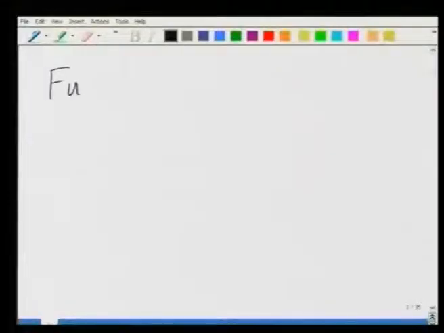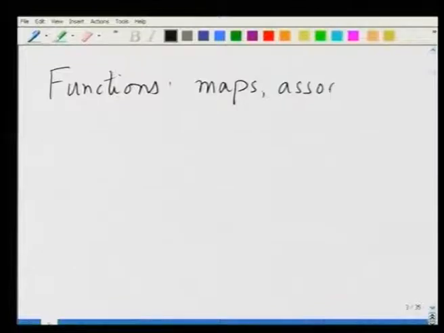Functions are defined as maps or associations, they are associations between objects. So, in the normal formulation of what one calls a function, one first speaks of 2 sets, the domain and the range.